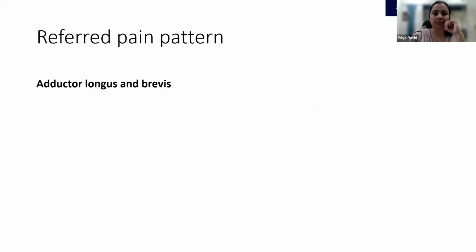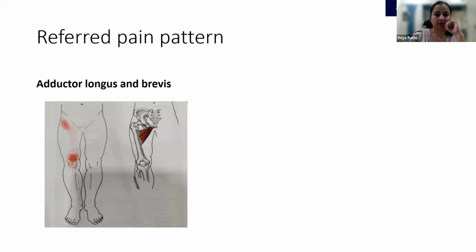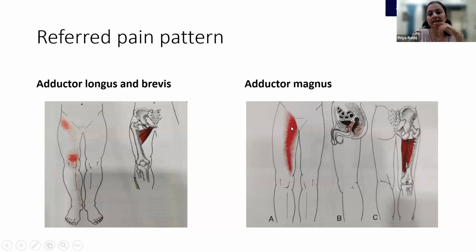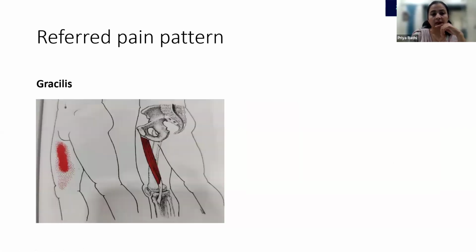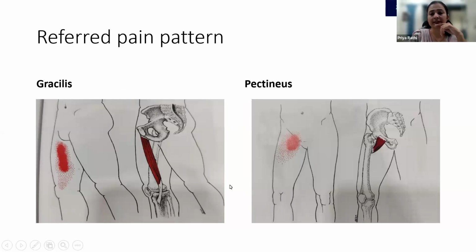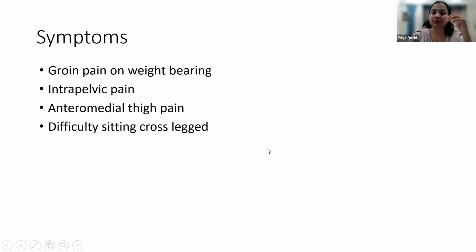Now, if you look at the referred pain pattern of adductor longus and brevis, patient will have pain in the groin and medial thigh. Adductor magnus can really give very bad pain in medial thigh, and patient can have perineal pain and intrapelvic pain also. Gracilis also can give rise to medial thigh pain. Pectineus, groin pain. Now, symptoms could be groin pain while weight bearing, intrapelvic pain, anteromedial thigh pain, and difficulty in sitting cross-legged.